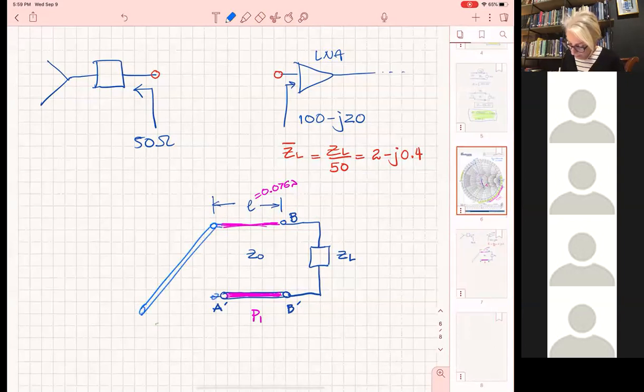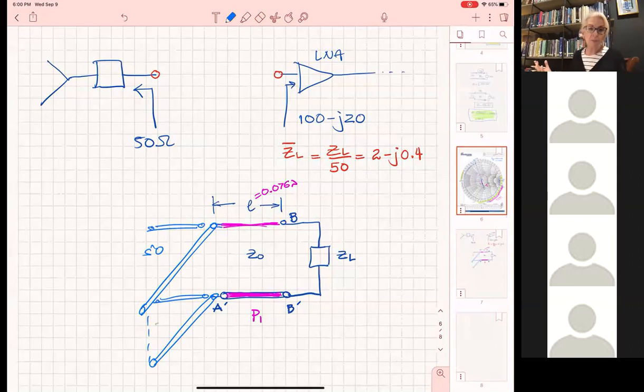Now, and then everything here is 50 ohms. Now, if I have 50 ohms here, all right, I can put a section of line of any length, and at any point later, it's going to still give me 50 ohms. Do you agree with that?